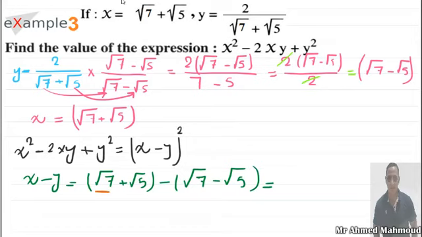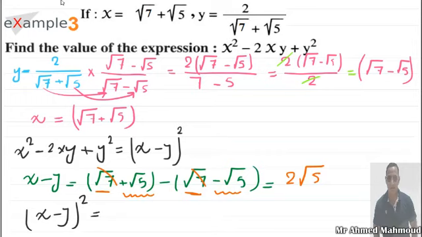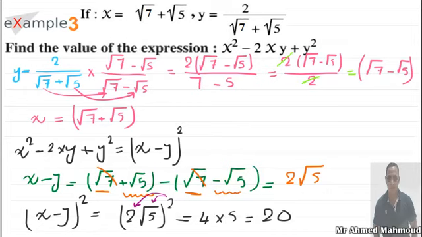Root 7 minus root 7 equals 0, and root 5 minus negative root 5, minus it will be plus. Root 5 plus root 5, it will be 2 root 5. Then x minus y all power of 2 equal to 2 root 5 all power of 2. Don't forget to distribute the power 2, it will be 2 power of 2 equals 4, root 5 power of 2 equals 5, 4 times 5 equal 20. Let's solve the next example.